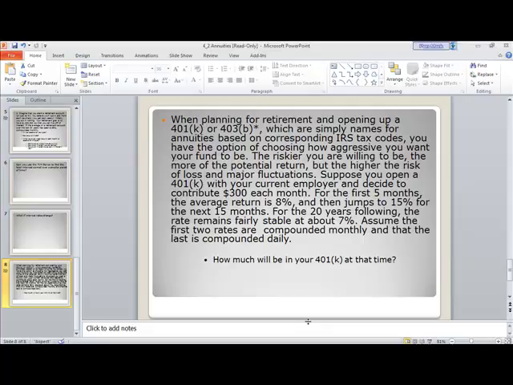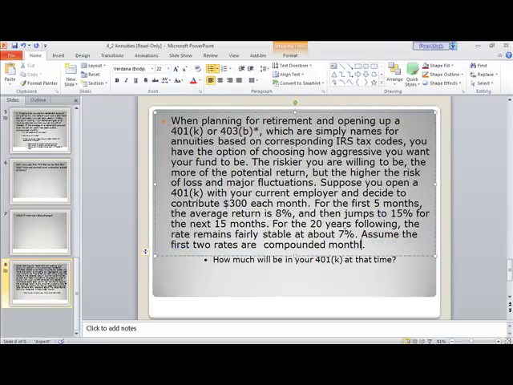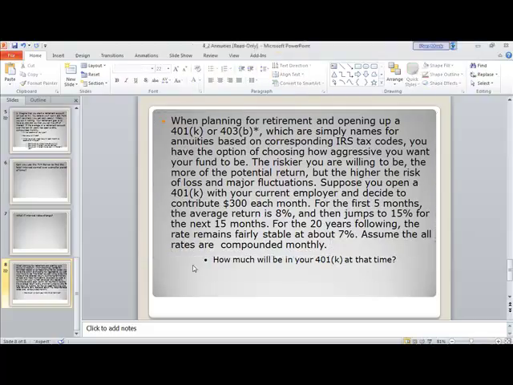For the first 5 months, the average return is 8%, then 15% for the next 15 months. For the next 20 years, the rate remains fairly stable at about 7%. We're going to assume that they're all compounded monthly because we encounter a slight difficulty if we don't. Assume all rates are compounded monthly. Okay. So the trick to doing these problems is just to do it carefully.